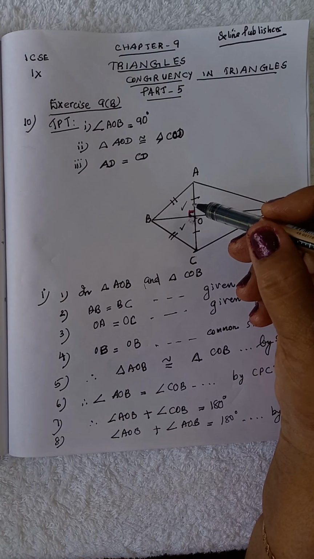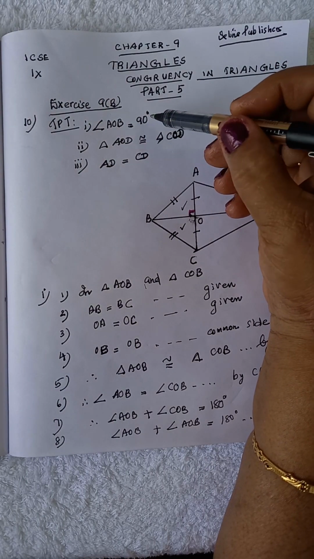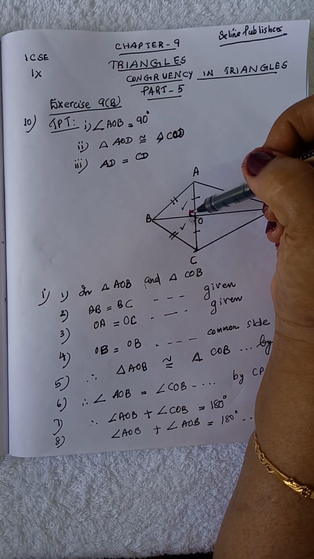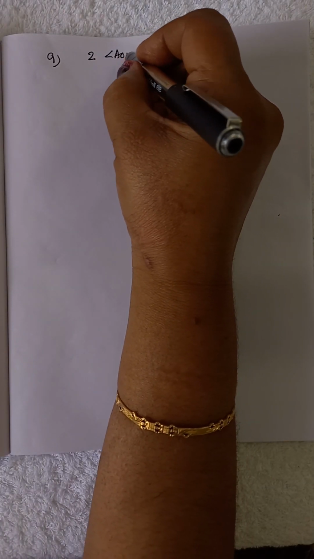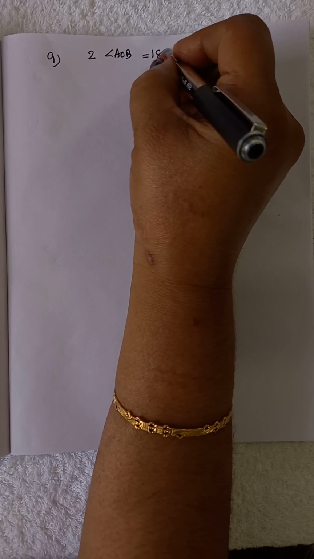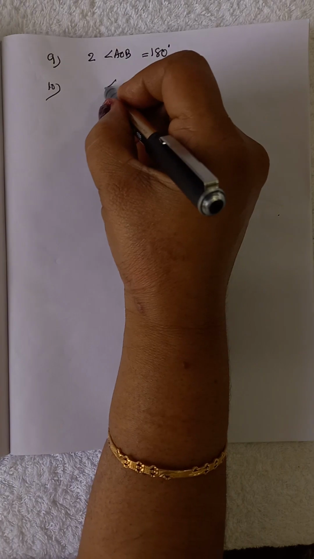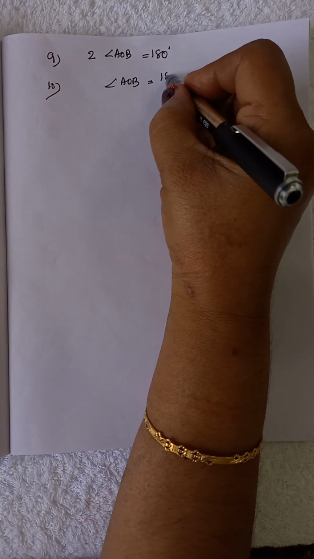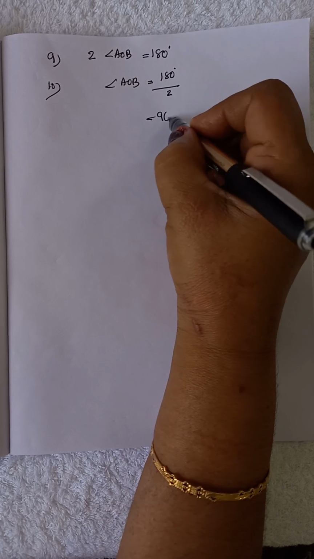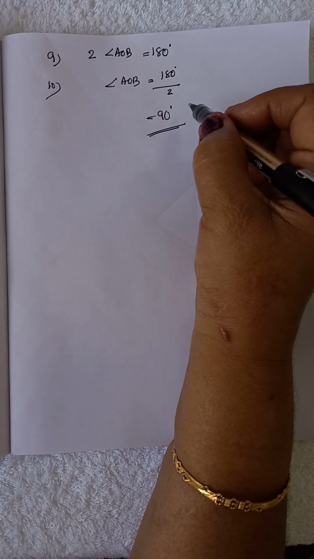In our case, we have to find out angle AOB as 90 degree. I have marked that with a different color. Now ninth point, 2 into angle AOB, that is equal to 180 degree. So 10th point, what is angle AOB? That is equal to 180 by 2, that is equal to 90 degree. So angle AOB is 90 degree. That is what we want.